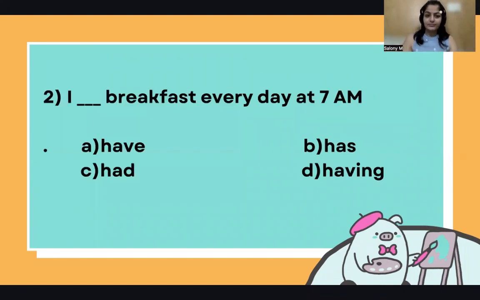What will be the right fill-up? You have to fill in the blank. What will be the right answer for this? I dash breakfast every day at 7 a.m. Which form of "have" will be used here? Yes, I have breakfast every day at 7 a.m.